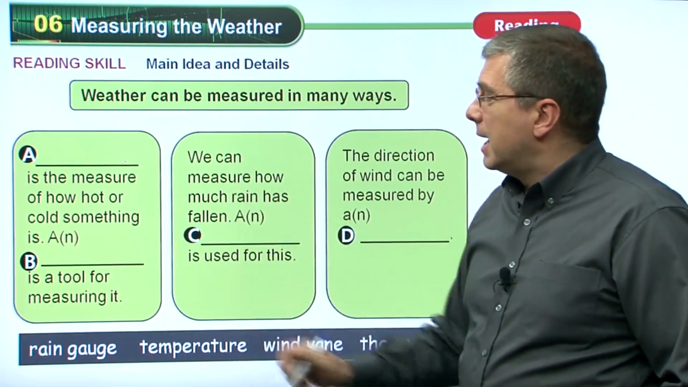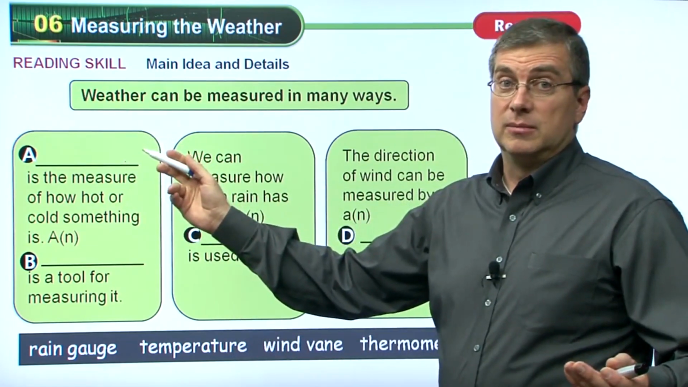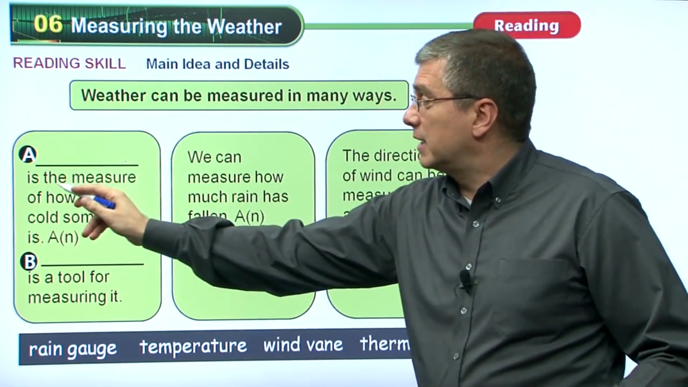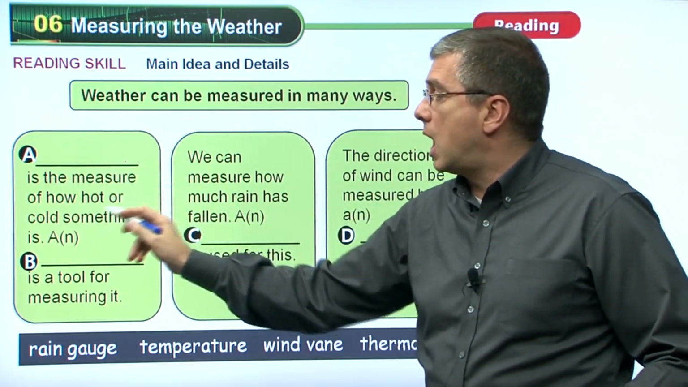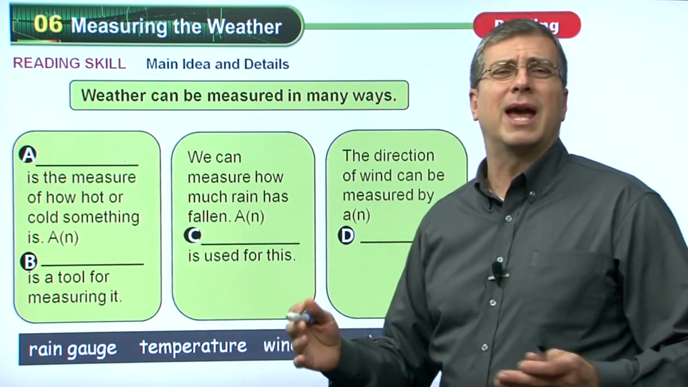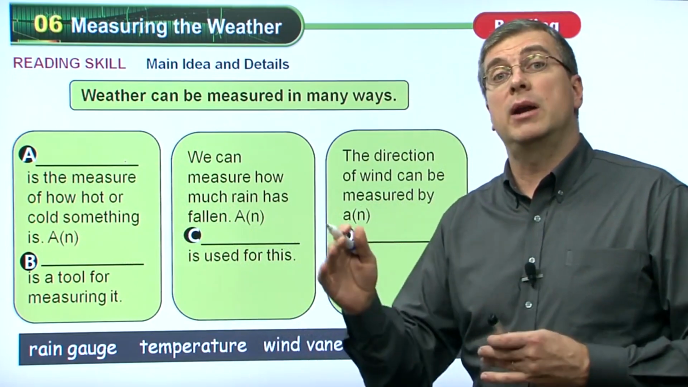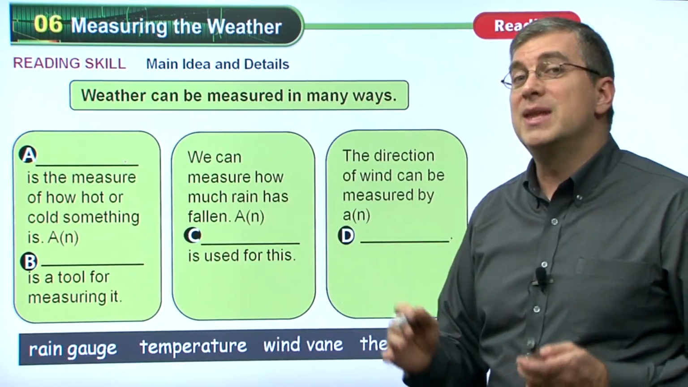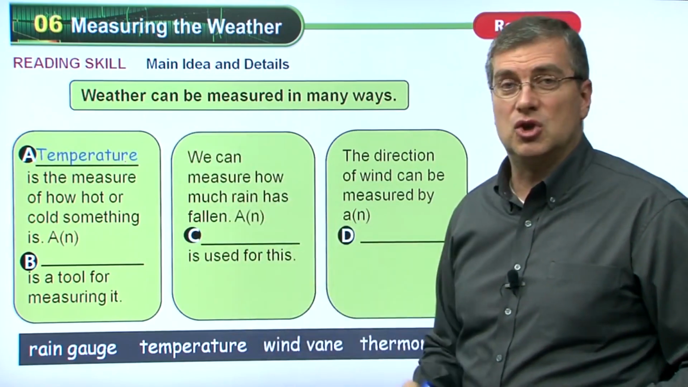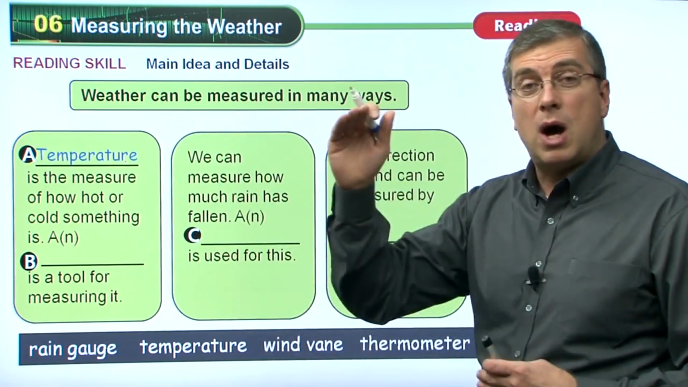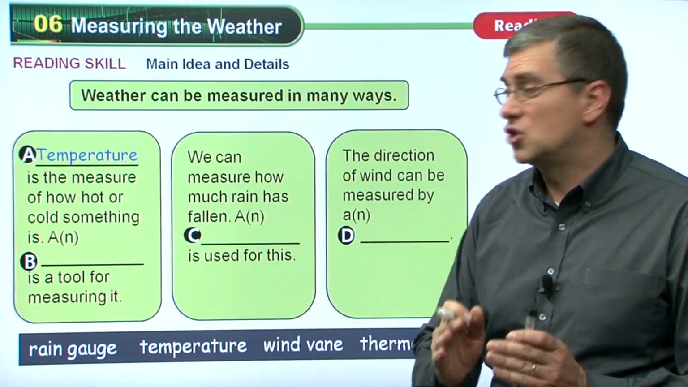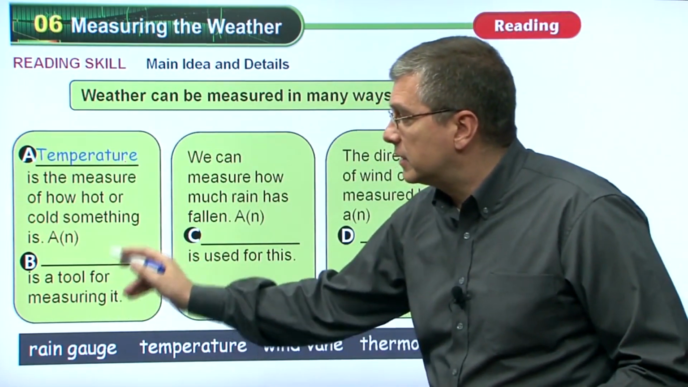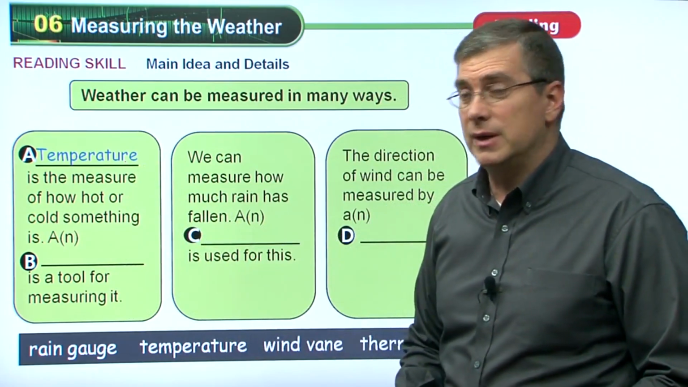Let's fill them in. A, it's missing, so we need to continue on the sentence, is the measure of how hot or cold something is. Okay, so the measure of how hot or cold it is, we are talking about what? We're talking about the temperature, right? Temperature is the measure of how hot or how cold it is.